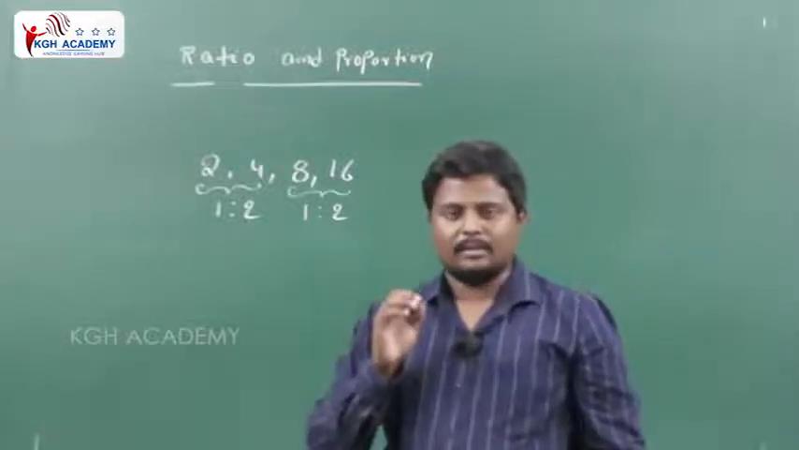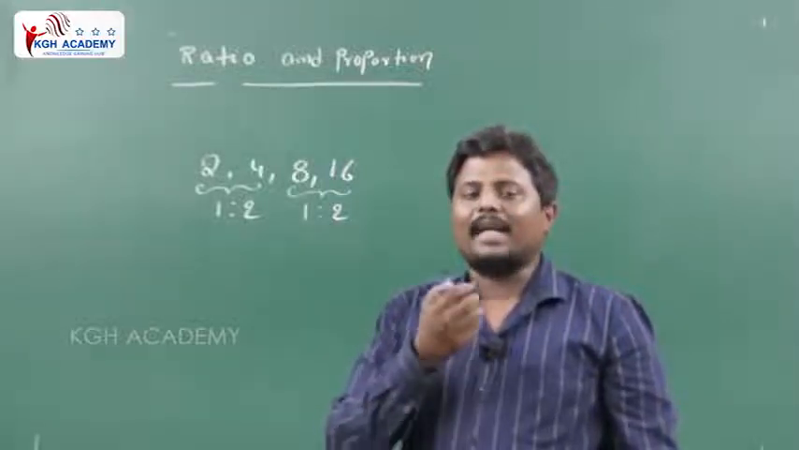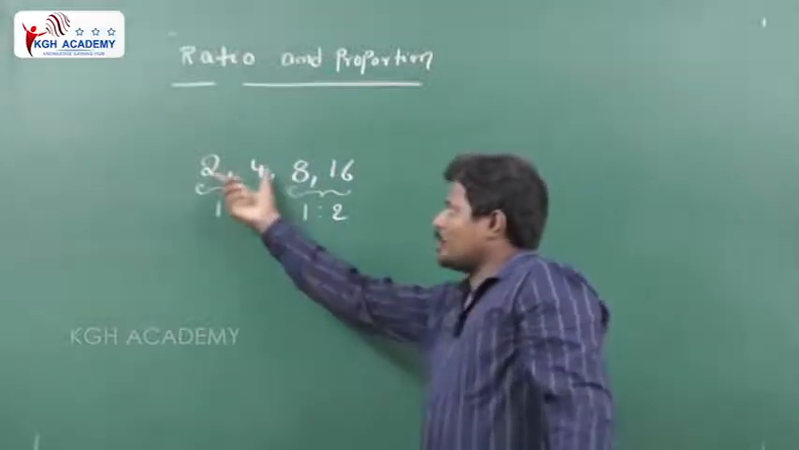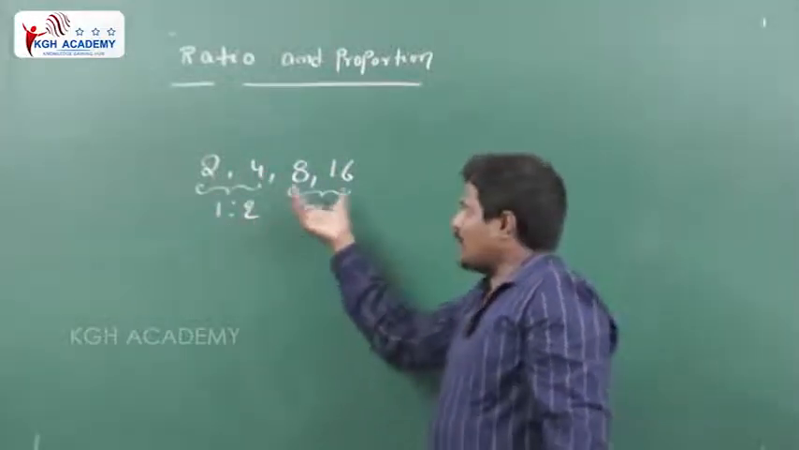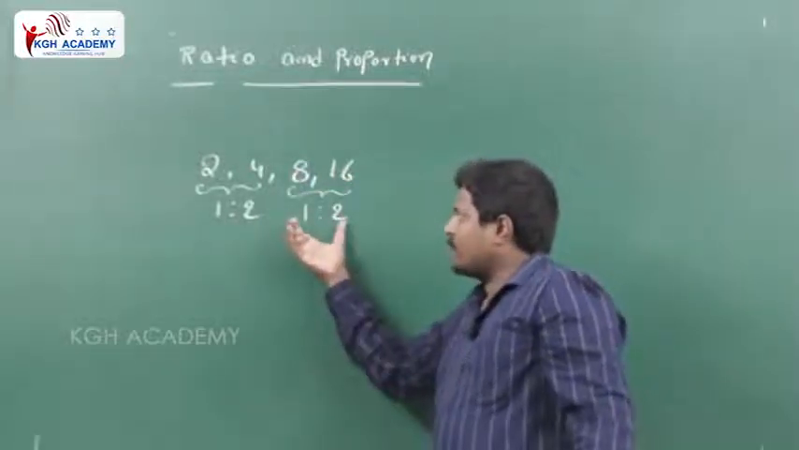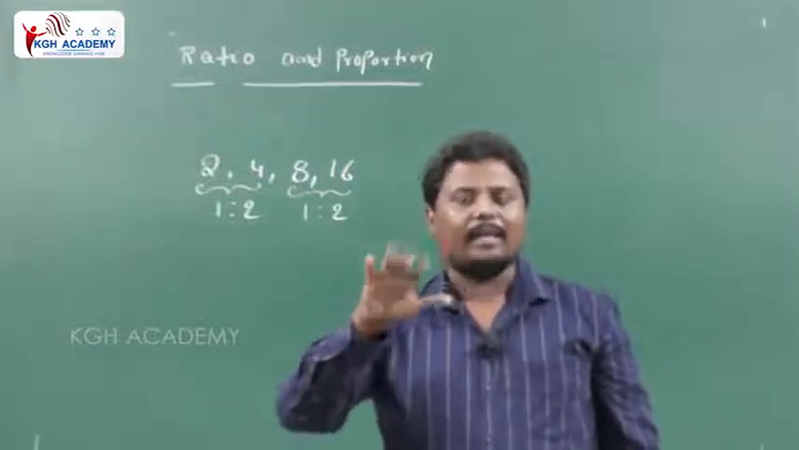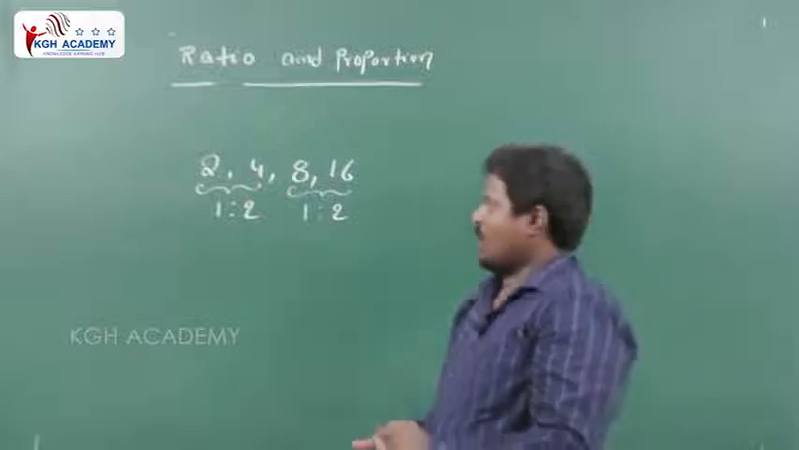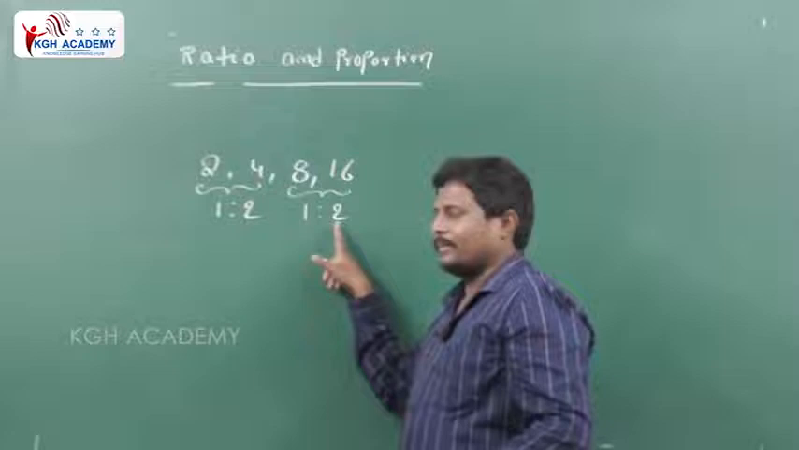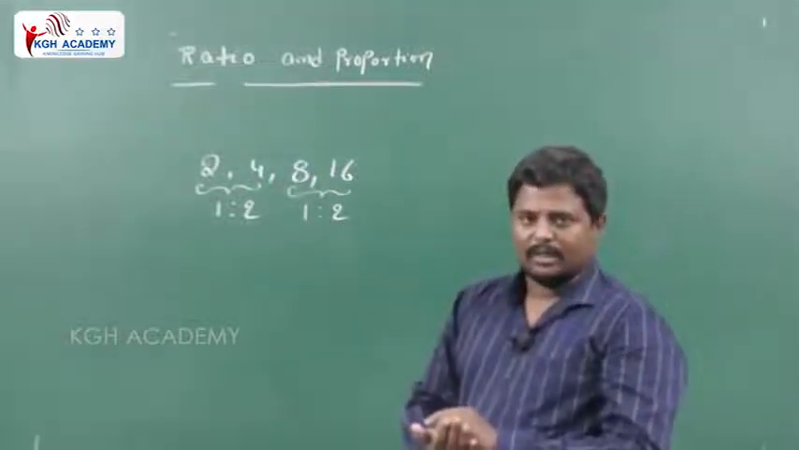This is a very important point. Proportion means the equality of any two ratios is known as proportion. The ratio between 2 and 4 is 1:2, and the ratio between 8 and 16 is 1:2. If two ratios are equal, then those 4 numbers are in proportion. Equality of any two ratios is known as proportion.